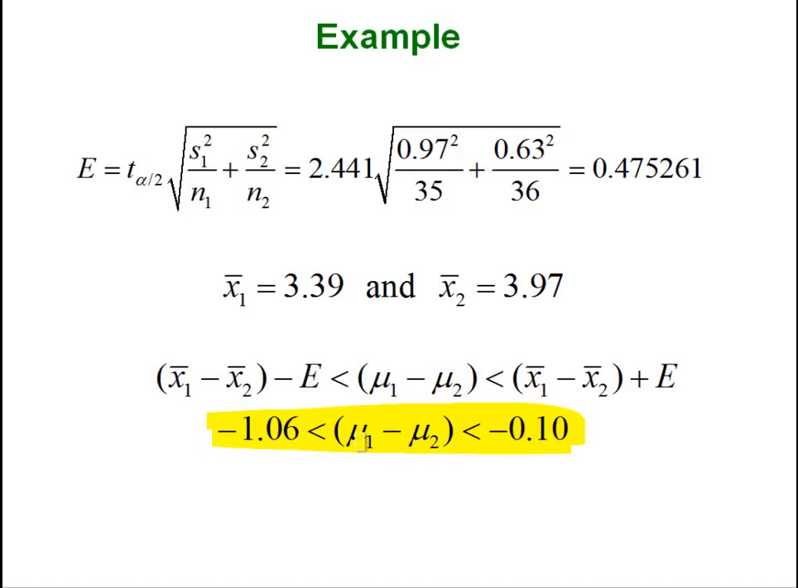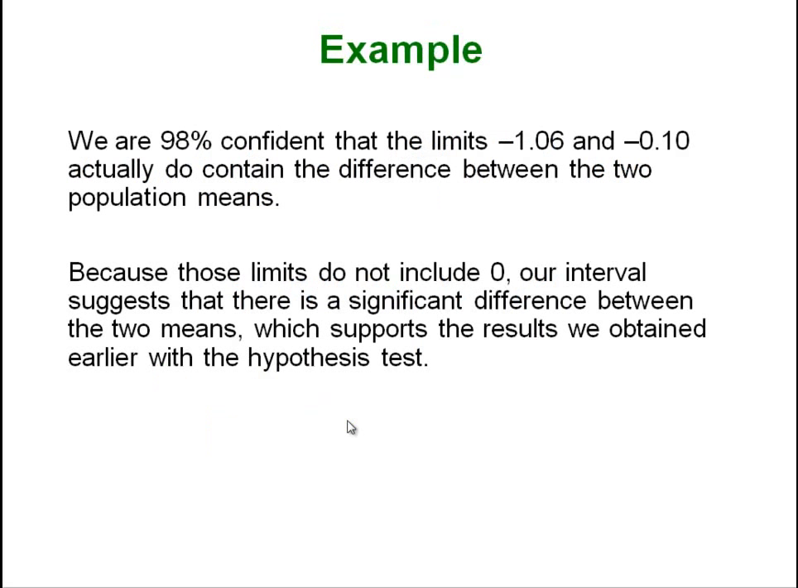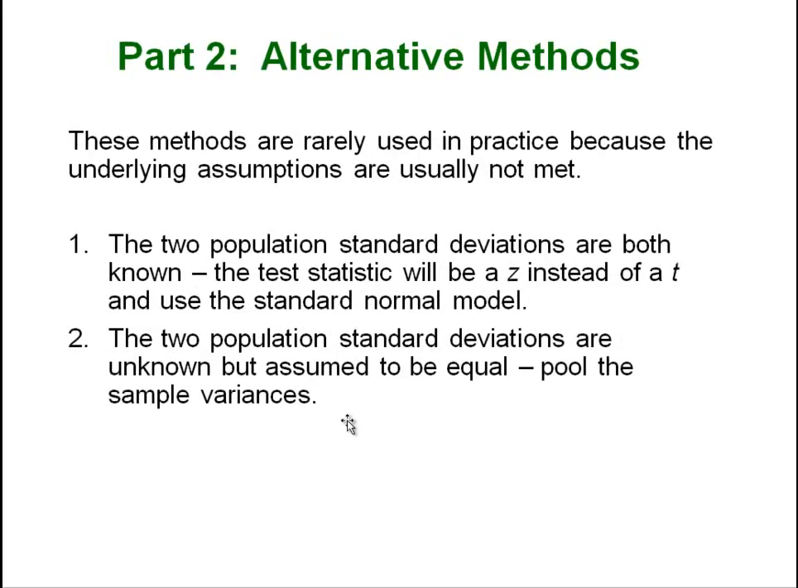So 0 is not in this interval, and because 0 is not in this interval, we're 98% sure that the difference between those populations doesn't equal 0, which again gives us that same result of rejecting the null. But we really don't want to use confidence intervals in that way. It's the weakest of the three ways to test it. But this is what we just talked about, that because it doesn't include 0, our interval also suggests that there is a significant difference between the two.